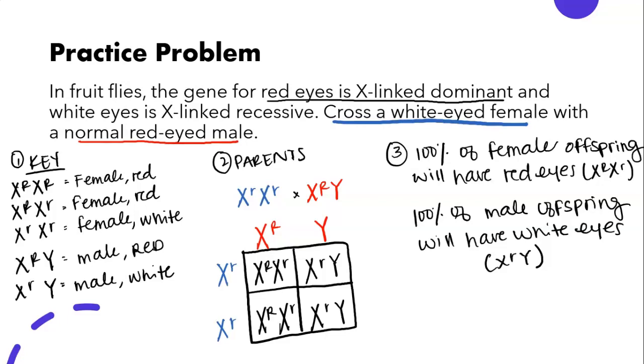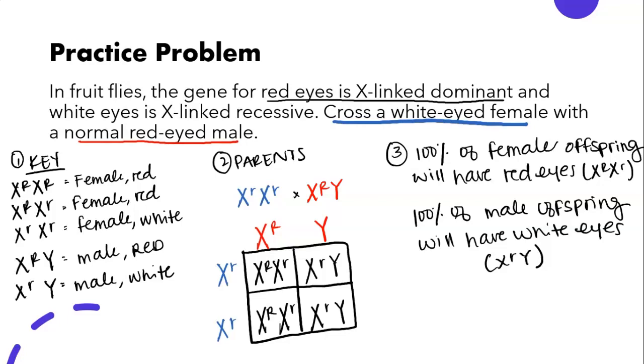And so this is how you solve X-linked genetic problems. It is the same thing. The only difference is that you're putting the sex chromosome in front of it, and the allele is going to be a superscript.